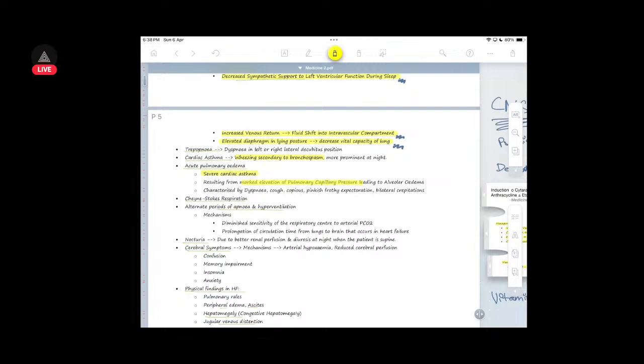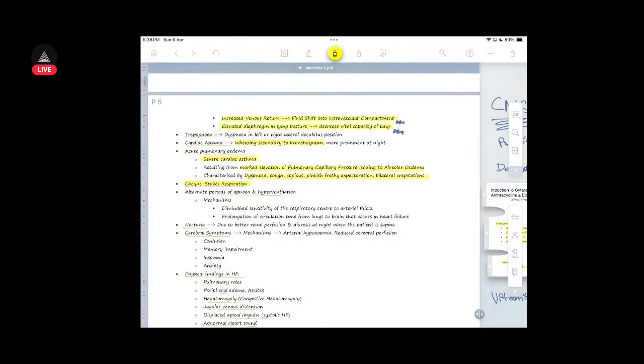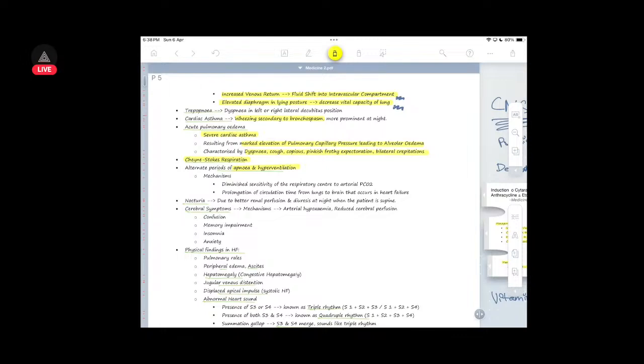Marked elevation of pulmonary capillary pressure leads to alveolar edema, characterized by dyspnea, cough, copious frothy pink expectoration and bilateral crepitations. You have Cheyne-Stokes respiration, alternating periods of hypoxia and hyperventilation, due to diminished sensitivity of the respiratory center and prolongation of circulation time. Nocturia is due to better renal perfusion and diuresis at night when the patient is supine. Cerebral symptoms have mechanisms of arterial hypoxemia and reduced cerebral perfusion: confusion, memory impairment, insomnia and anxiety.